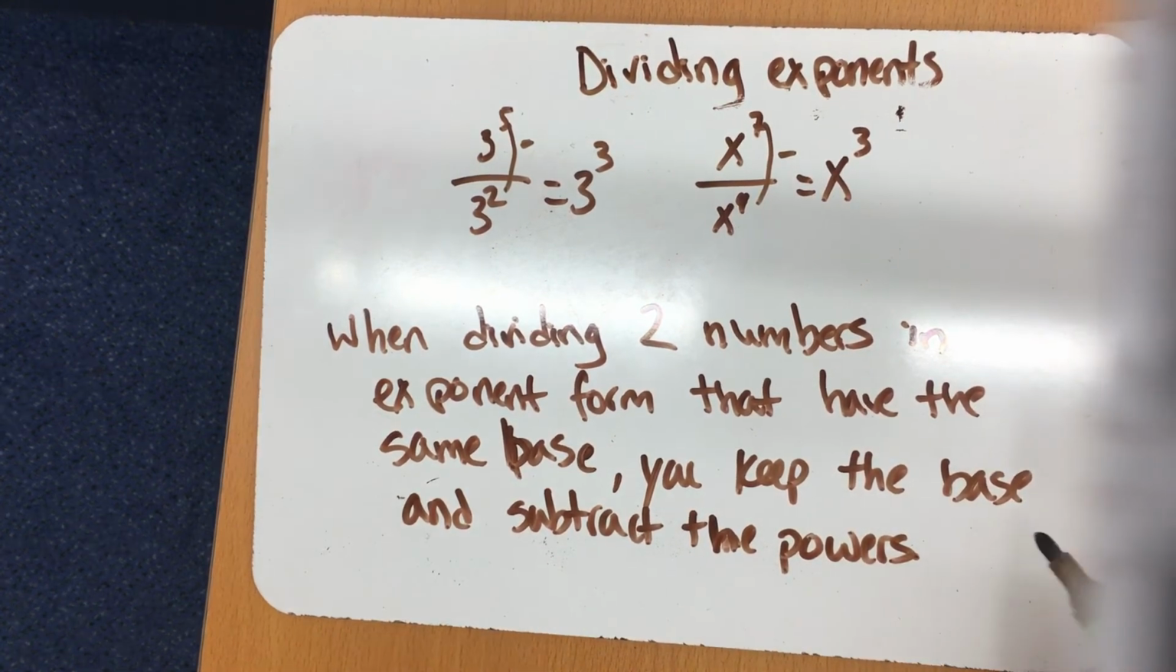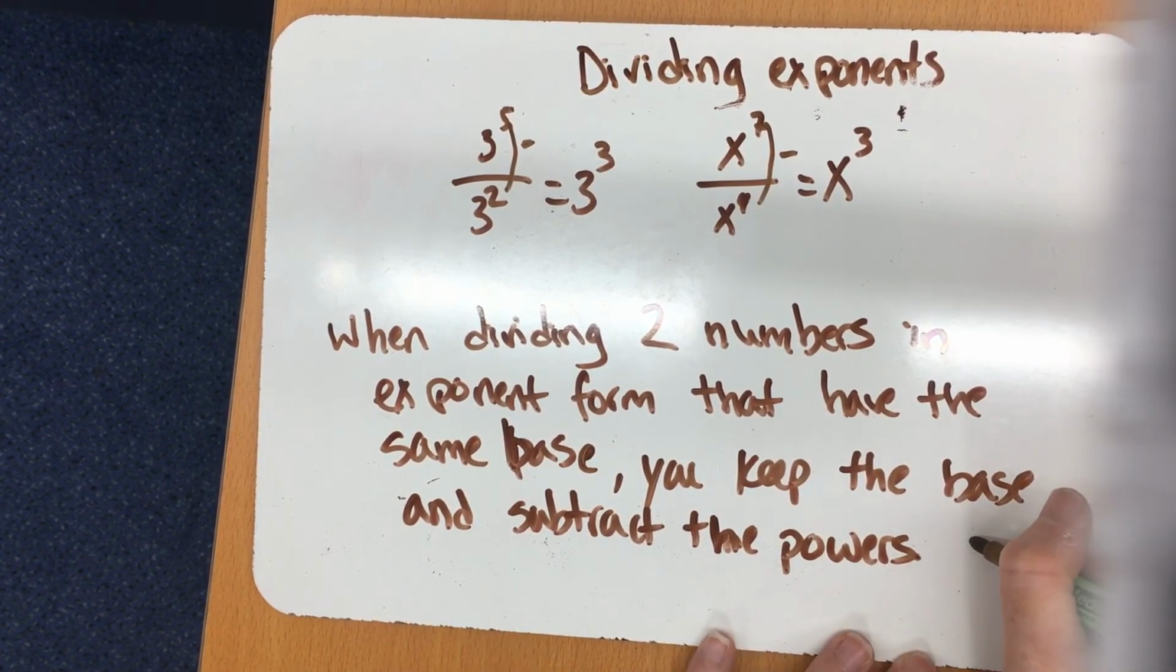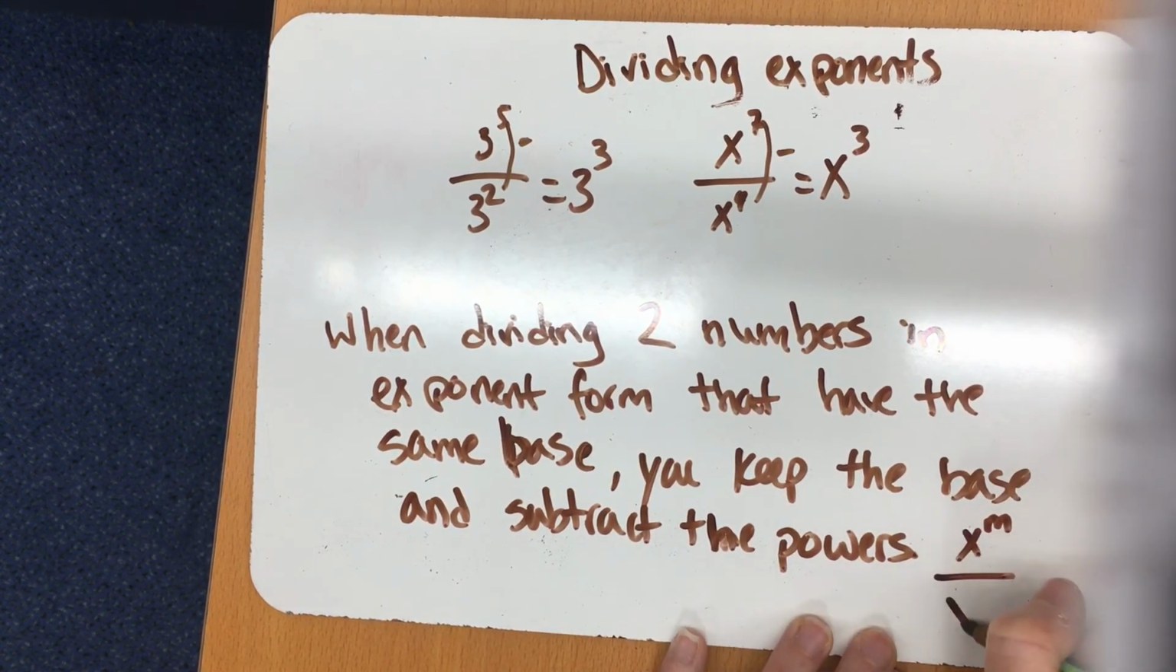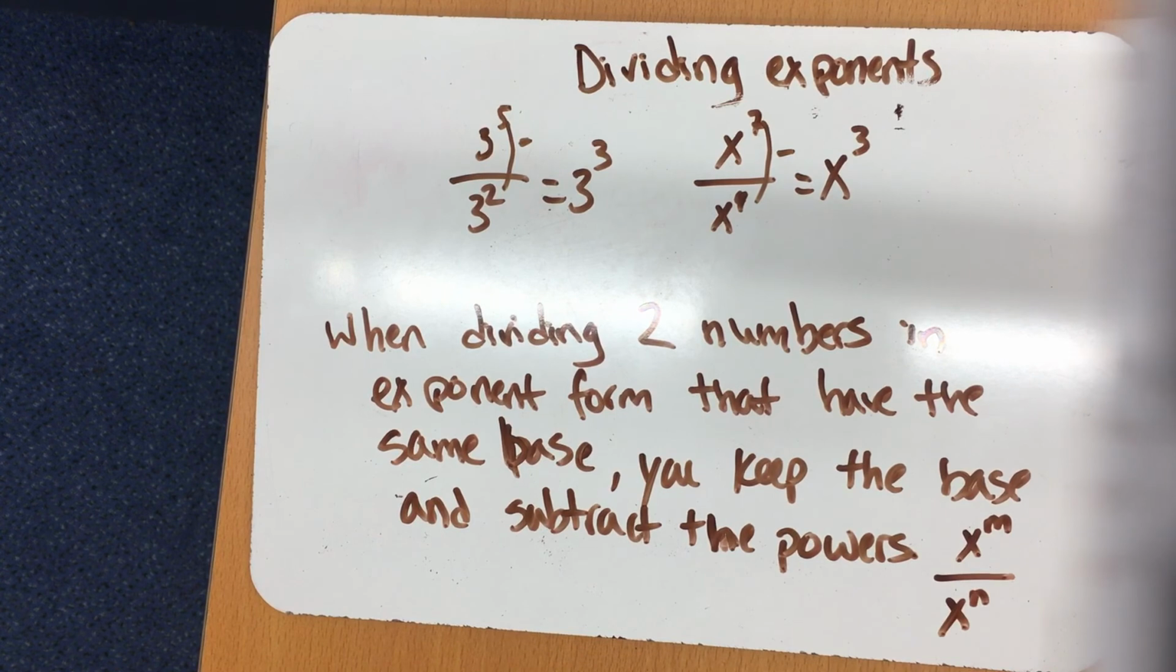So what this looks like as a general form is if I have x to the m and I divide it by x to the n, that is equivalent to x to the m minus n. I got a little squish there at the end. Sorry about that. So that is your third law of exponents.